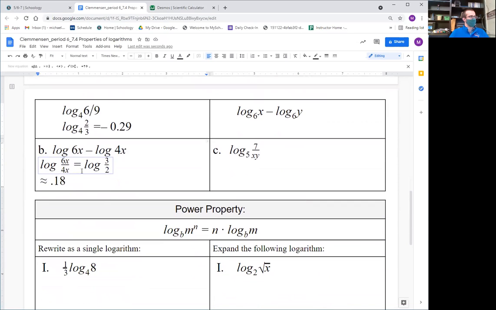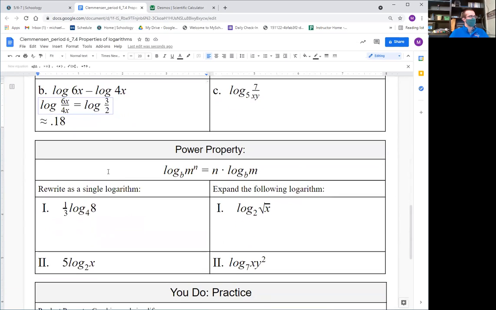Scroll down a little bit so we have it more on the screen. It's a little easier to see. Are there any questions on B, how we got that answer or anything? Anybody need me to go over it some more? Anything at all?